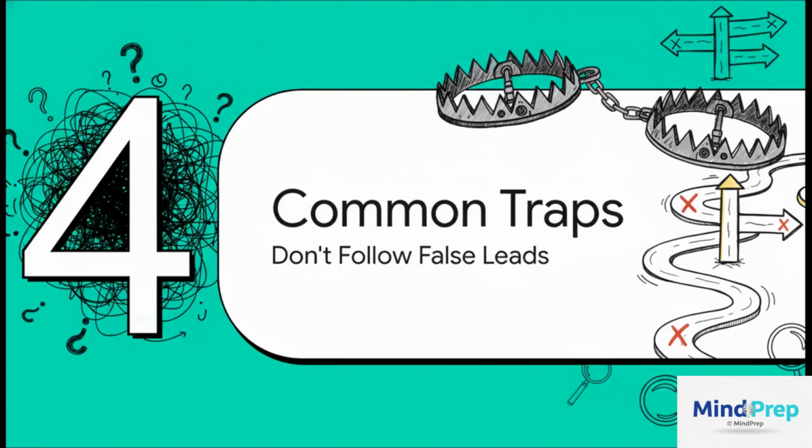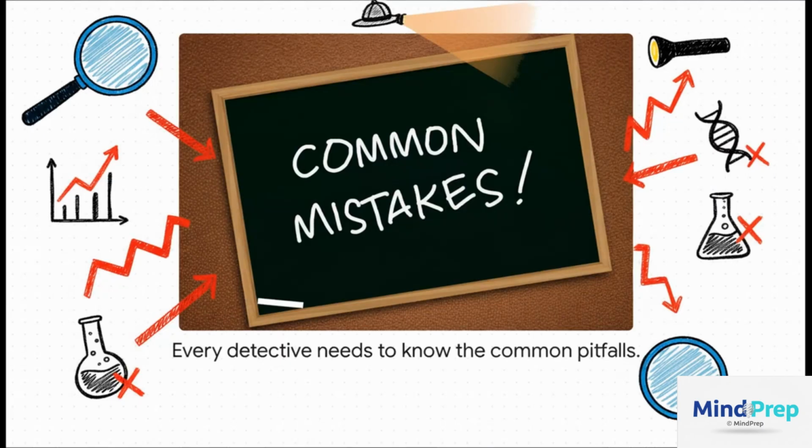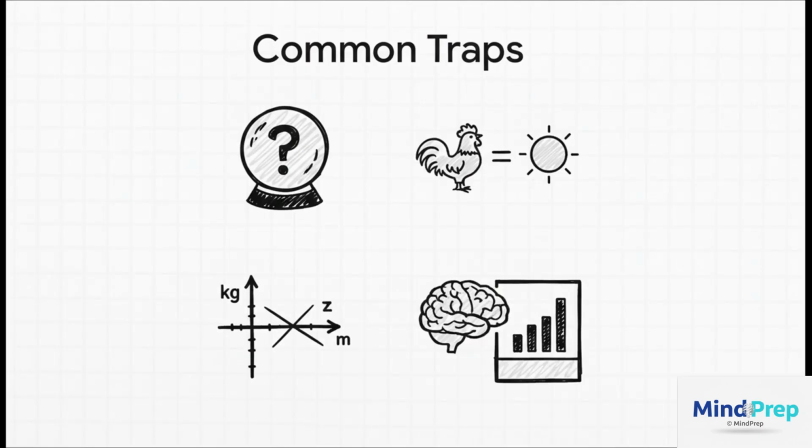Okay, so you've got the game plan. But even the best detectives can follow a false lead if they're not careful. Let's talk about the common traps you need to watch out for, because knowing them is half the battle. Look, every good investigator has to know the common ways a case can go wrong. It's how you avoid making those mistakes yourself. So let's put the big ones right up on the board. Here are the big 4 culprits.